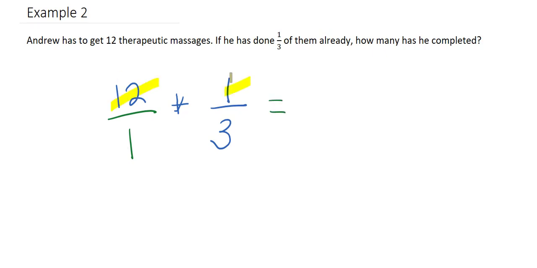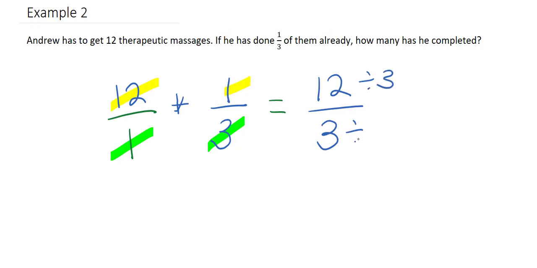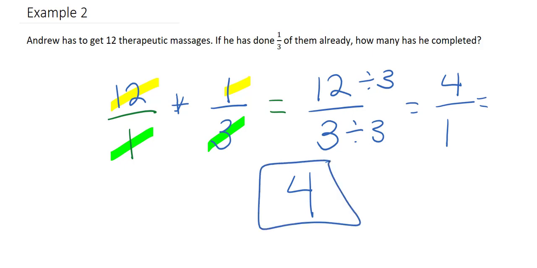So we're just going to go ahead and multiply straight across. So now 12 times 1, that's 12. 1 times 3, that's 3. Now 12 and 3 each have a common factor of 3. So 12 divided by 3, and 3 divided by 3. 12 divided by 3 is 4. 3 divided by 3 is 1. So we really just have 4. So he's completed 4.